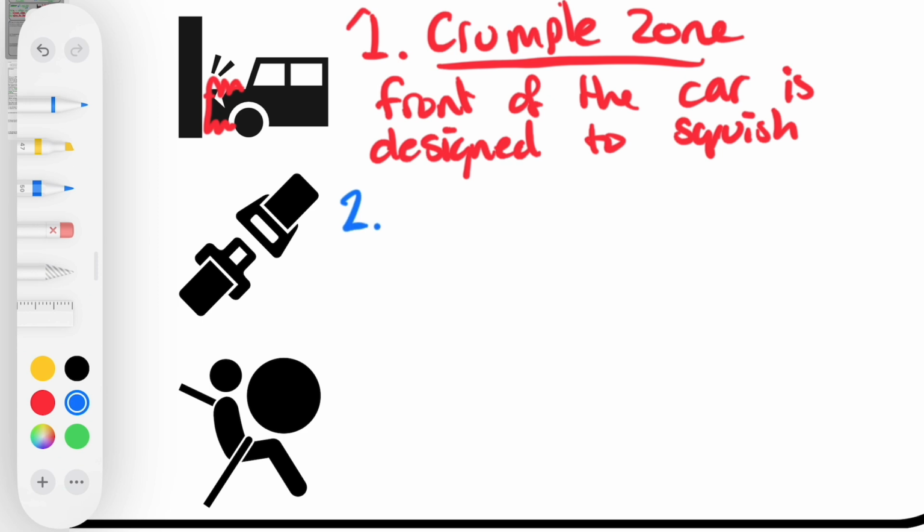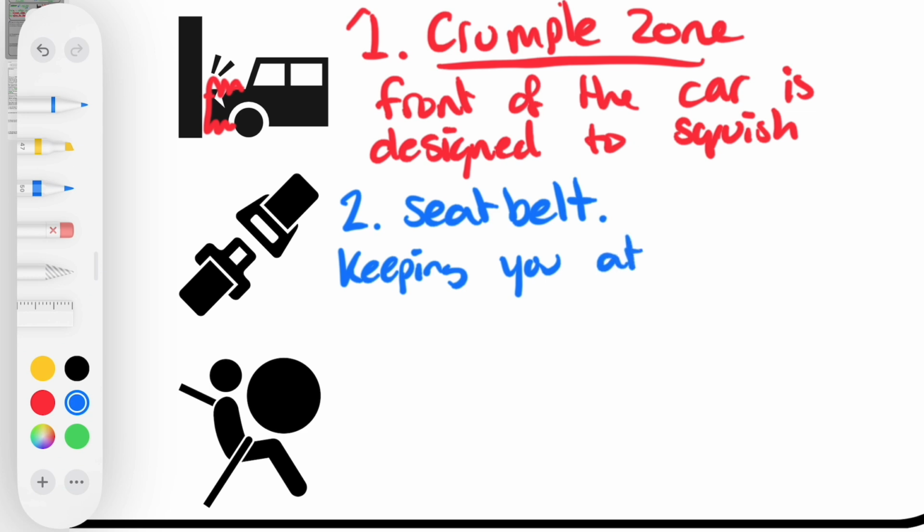Number 2 is a seatbelt. Okay. Now seatbelts actually do something slightly different. They're not really focusing on slowing down the time. They are basically keeping you attached to the car.